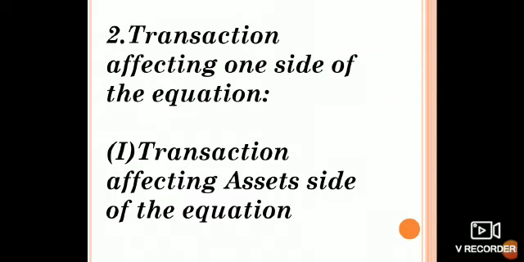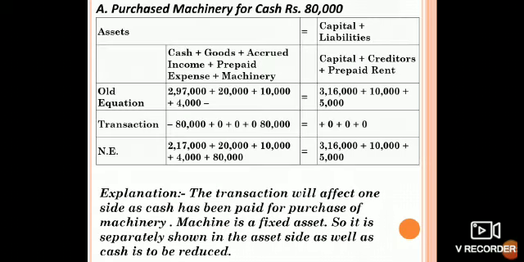Now let us see some transactions affecting one side of the equation. Transaction affecting asset side of the equation. Though the transaction affects only one side of the equation, when you add the amounts in both the sides, both the assets and liabilities side, the amount will be equal only. Let us see some examples for it. Purchase machinery for cash rupees 80,000.